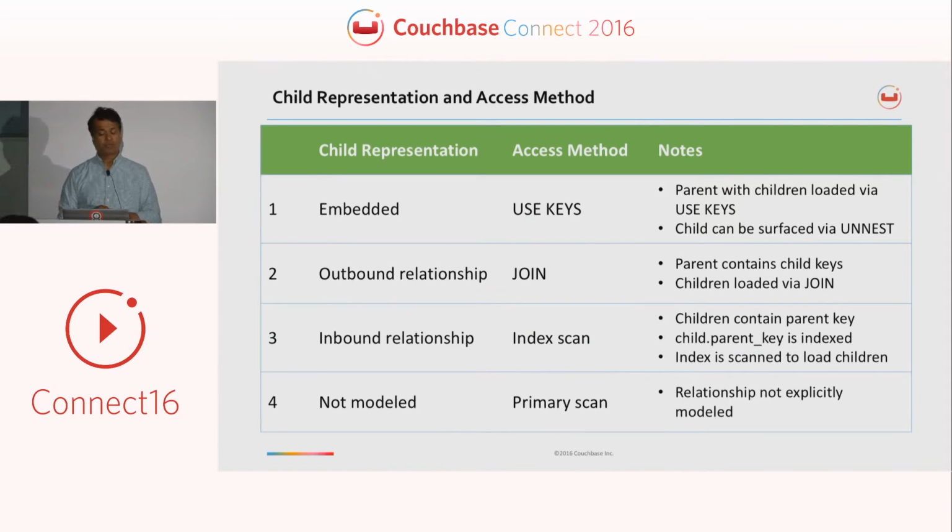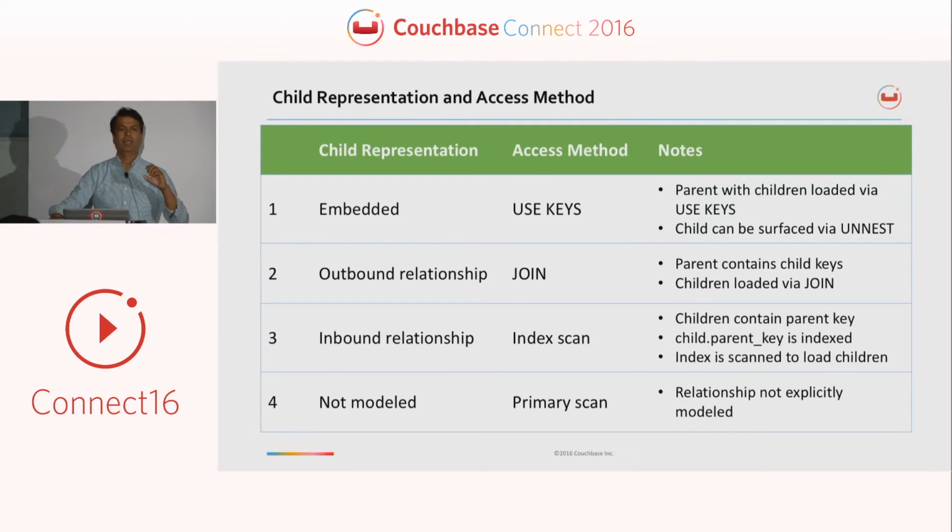So in terms of modeling, how does the modeling map to the access methods you're using? If you have embedded the child object into the parent object, that means you have all the information that you need in a single object, and you can use the keys to get the object that you need. If you have outbound relationship, that means you are representing parent and the child in multiple object types. You do the joins to get the documents that you need.